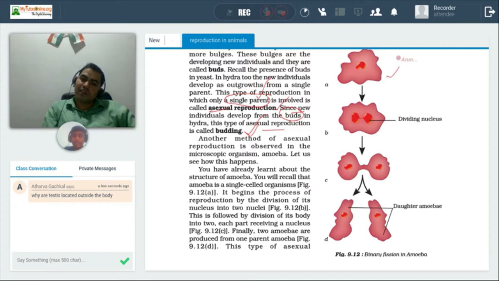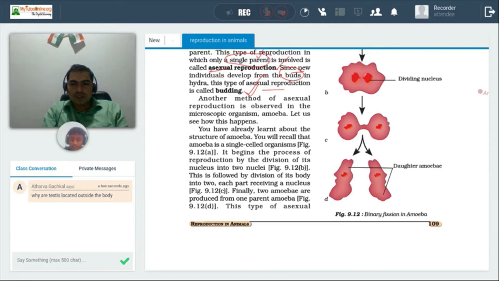Let's see what is the meaning of fission. Fission. You mean it happens in fission? Okay, I've understood.